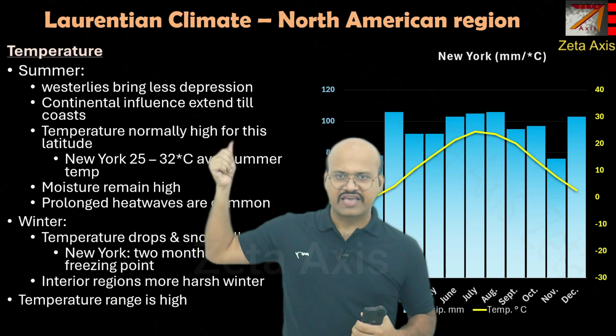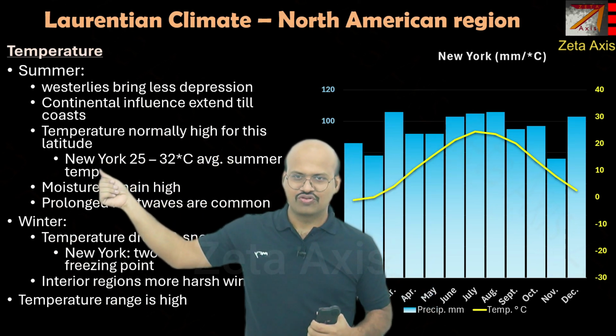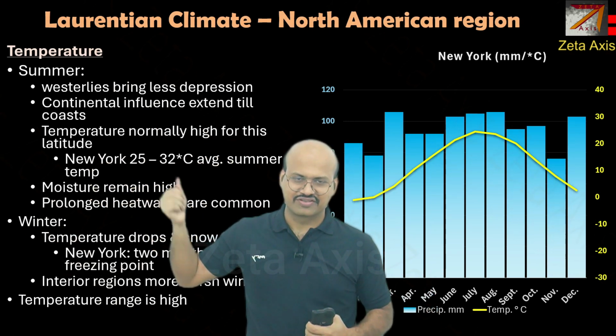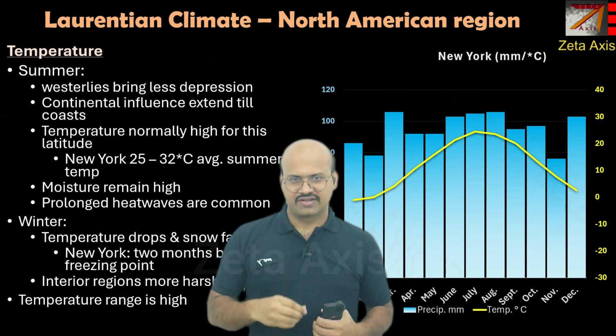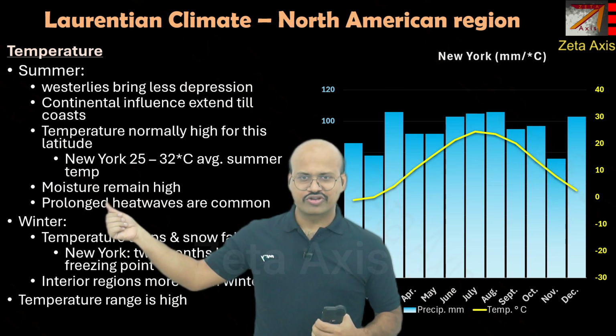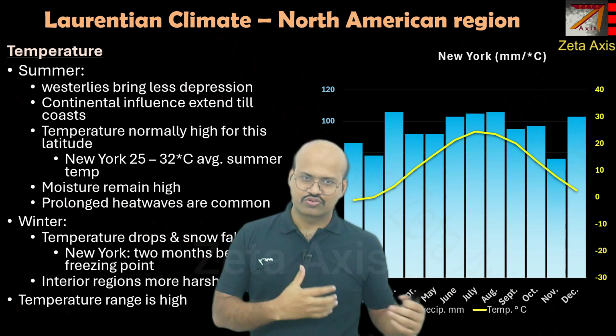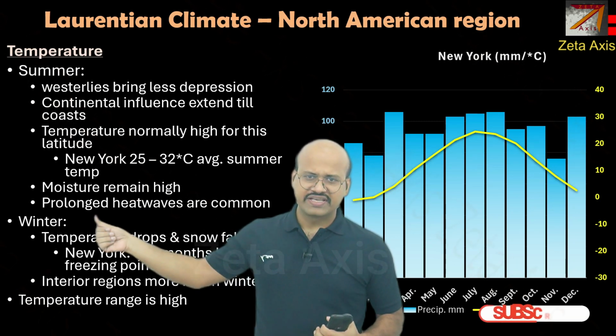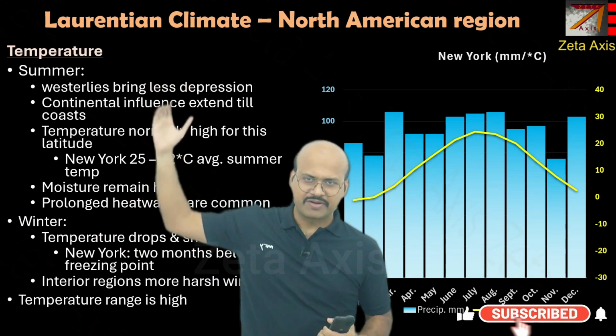Temperature is normally high for this latitude. You can see that New York is 25 to 32 degrees Celsius, which is equivalent to the tropical temperature. Moisture also remains high because it is very close to the oceans. Prolonged heat waves are experienced in the summer months in this region.